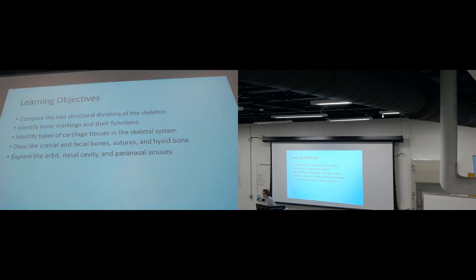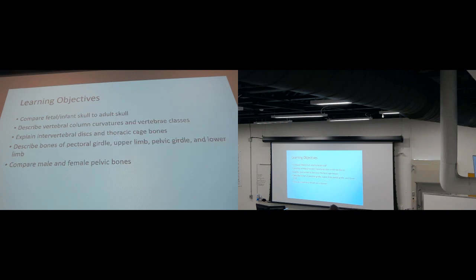Okay, so chapter 7 is about the skeletal system. We're going to see the divisions of the skeleton, and we're going to start identifying in the bones of the skeleton the different markings, which are parts that make them unique. And then we are also going to see specific bones for cranial, facial bones, the orbit, the nasal cavity, and the paranasal sinuses.